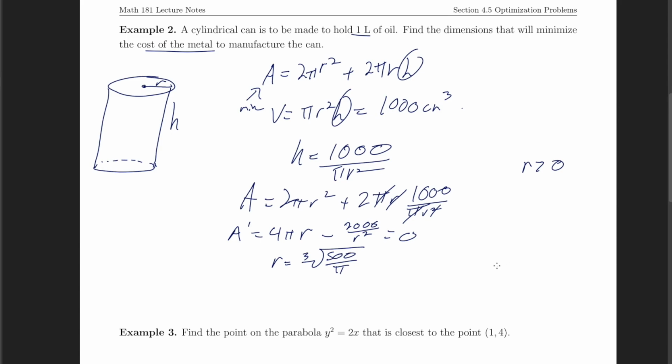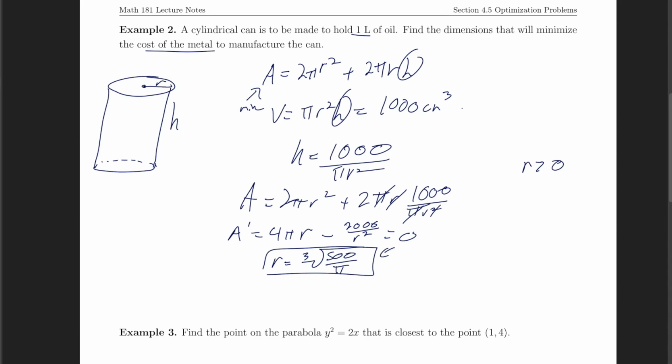So we go ahead and use this. This is our critical number. Notice here, when r equals 0, we'd have to have some sort of infinite height, so that doesn't work. And if we have r be really, really large, our height gets really, really small, so that doesn't work. So this is probably our minimal value.